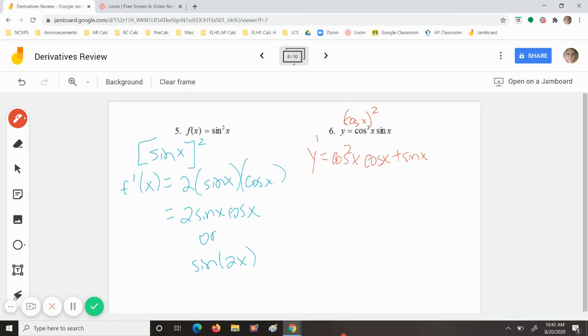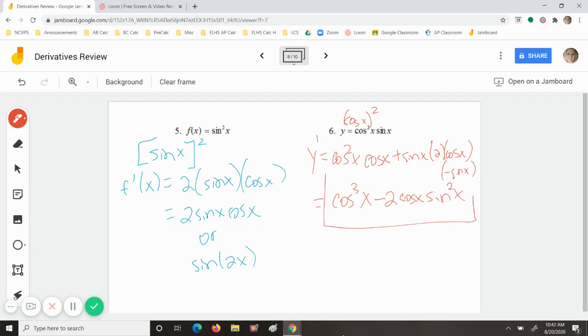Now, derivative of cosine squared, remember that's like cosine of x all squared. So we have to use chain rule. So times 2 times cosine of x now to the first, times the derivative of what's inside, which would be negative sine of x. So let's just tidy this up a little bit. Cosine squared times cosine gives us cosine cubed of x. And then we are going to have a negative that we're multiplying by, so we're going to subtract 2 cosine of x sine squared of x.